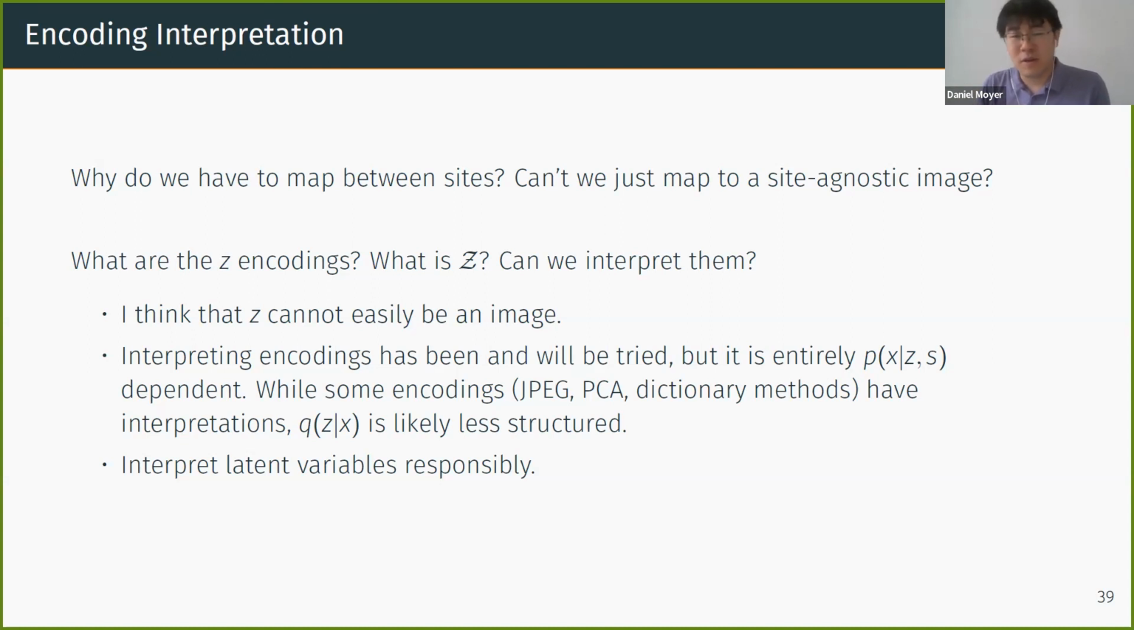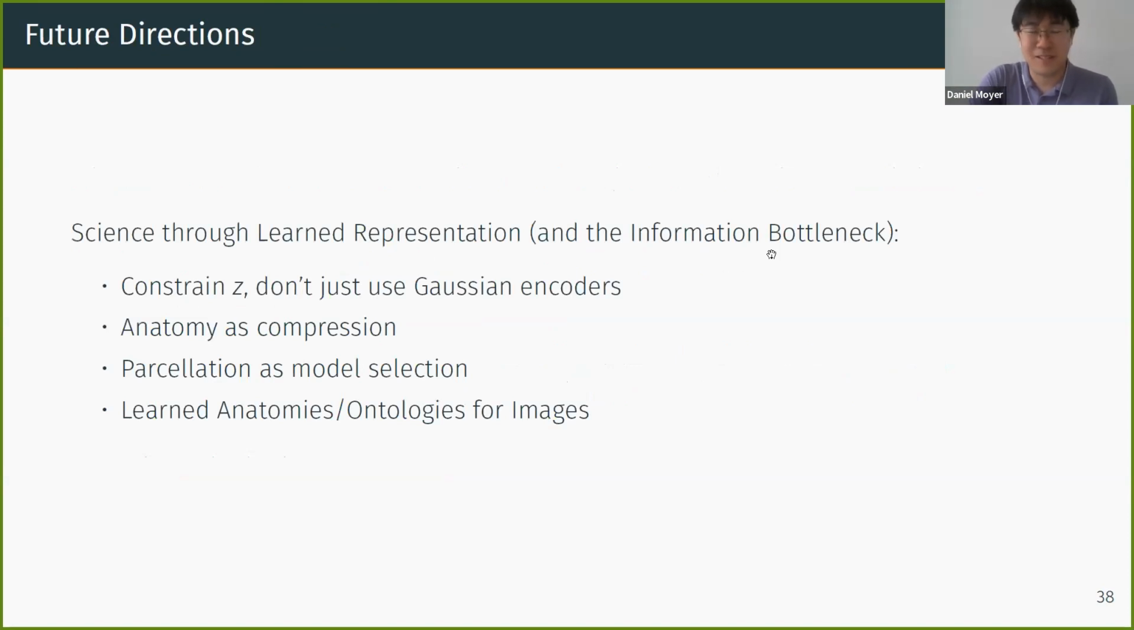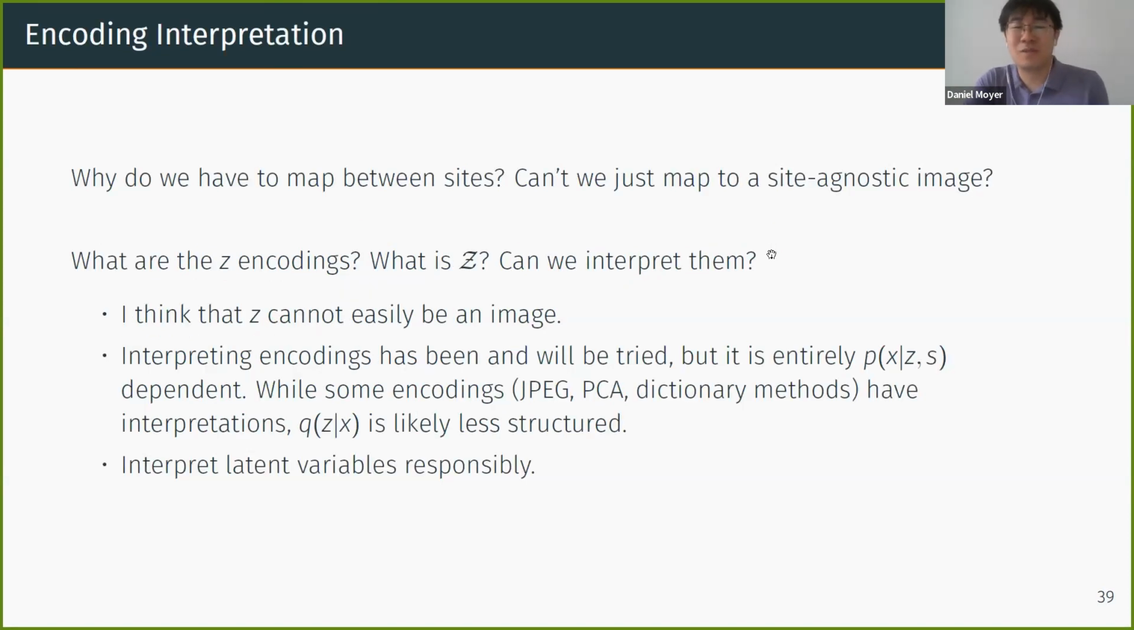You can interpret these encodings, and of course, the previous slide was suggesting that we just interpret these encodings. But if we do this, we have to remember that it's up to the decoder. If the decoder is very complicated, suddenly these encodings could be deceptively simple, and they would hide a lot in them because the decoder is storing a lot of this information. So yeah, interpret your latent variables responsibly.